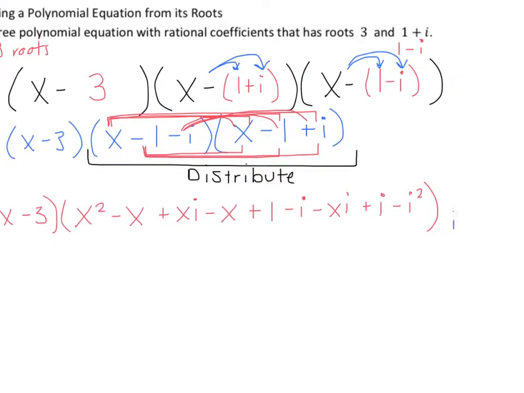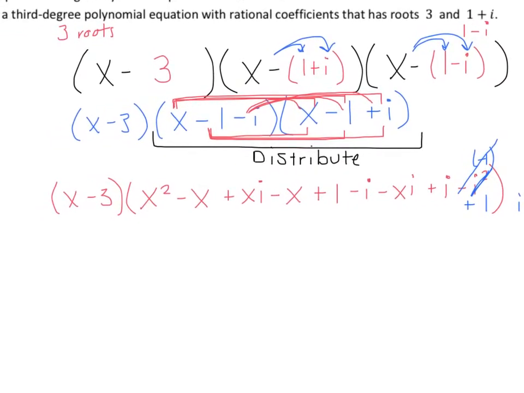What does i squared equal? It's imaginary, but what about when we square the i? Gives us negative 1. So this one right here equals negative 1. So what's negative times negative 1? Plus 1 down there? Okay. That's our first step of simplifying.